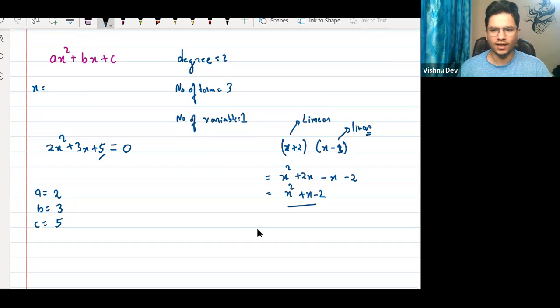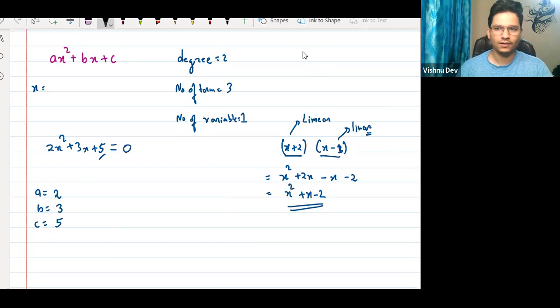Yes or no? Right? So what I'm trying to say is, if I'm talking about any quadratic equation, I can say it is a product of two linear expressions. Yes or no? Can I say that? Right? Yes, sir. That we have studied from the concept of factorization.